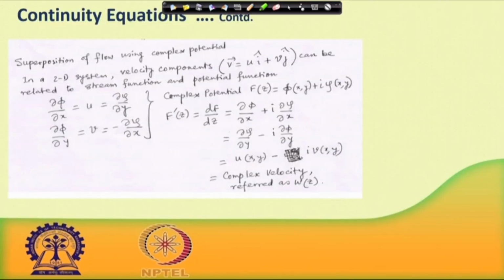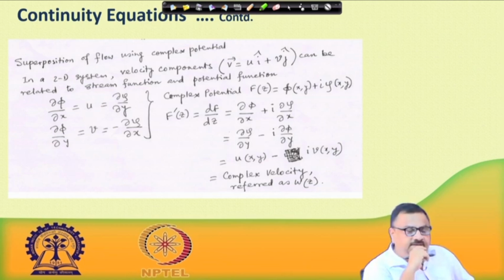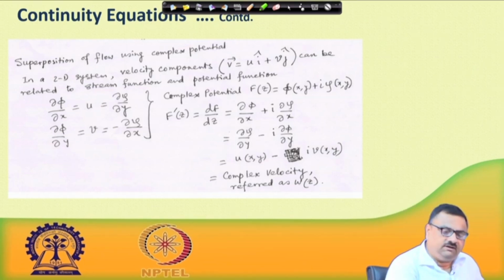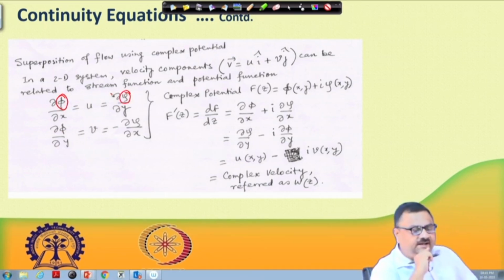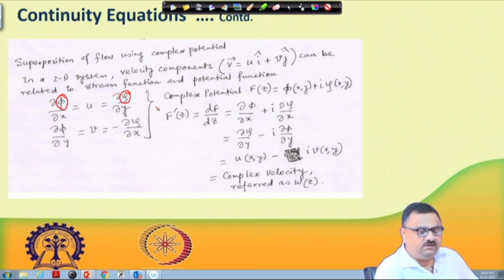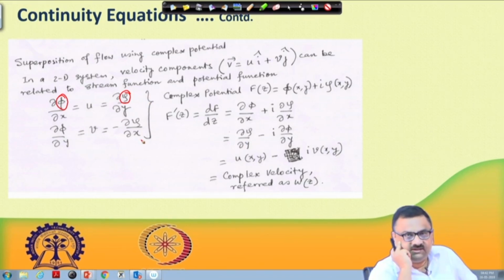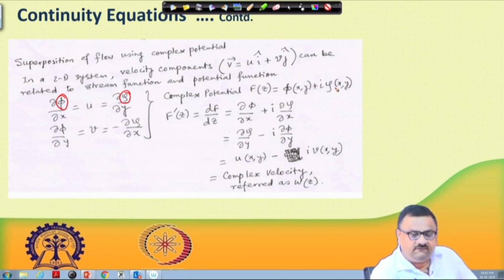So, what we discussed in the last lecture is that we have already defined the stream function and the potential function. We said that in a 2D system, velocity components can be related to the stream function and potential function in the form that is mentioned here. Now, we want to define something called a complex potential, which is phi plus i psi, where phi and psi are functions of x and y.